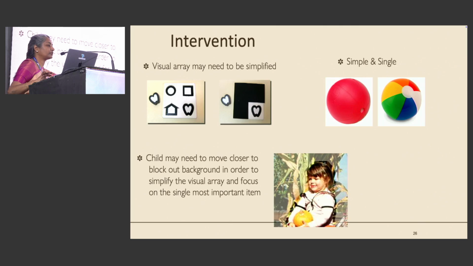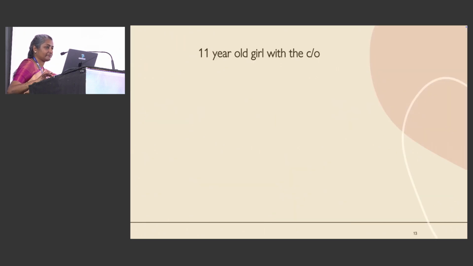The child may need to move closer to the background, not only because they are not able to see, but it also helps in gaining attention. They can block out the other aspects of the classroom which are visually distracting. So as close to the blackboard is ideal.